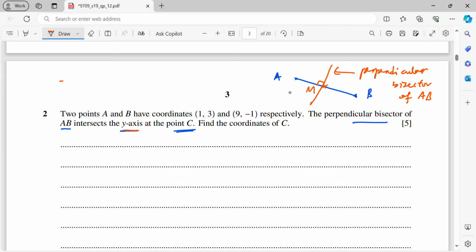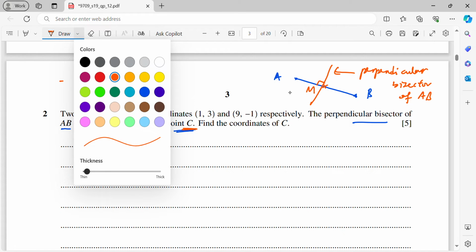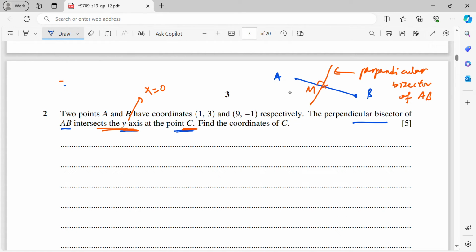Okay, and then intersects the y-axis at point C. So when it intersects the y-axis, it means that x equals 0. So obviously your C has x equals 0. Then now what I need to do is, firstly I find the midpoint of AB.